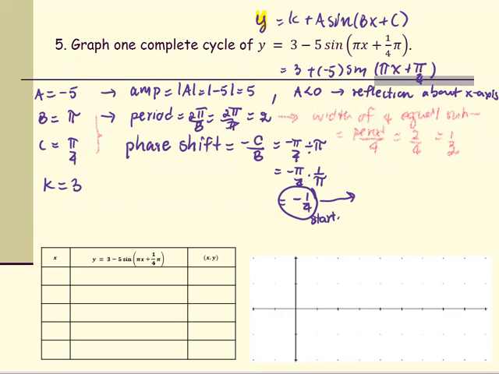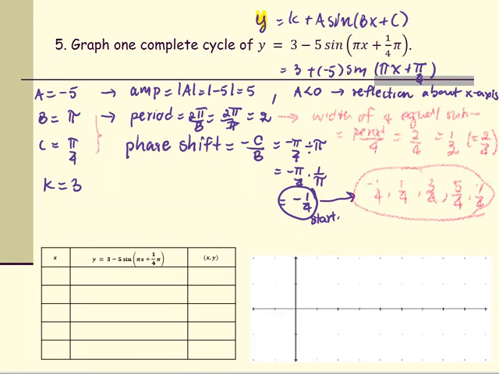The cycle starts at negative 1 over 4 and goes with the increment 1 over 2, which is the same as the increment 2 over 4. That means I can obtain the next point by adding 2 over 4 to negative 1 over 4 to obtain 1 over 4, and then 3 over 4, 5 over 4, and 7 over 4. Next, we're going to use these 5 values for the input of x.